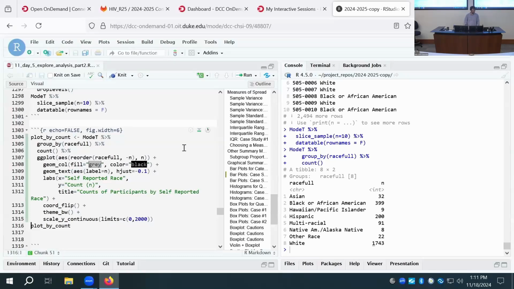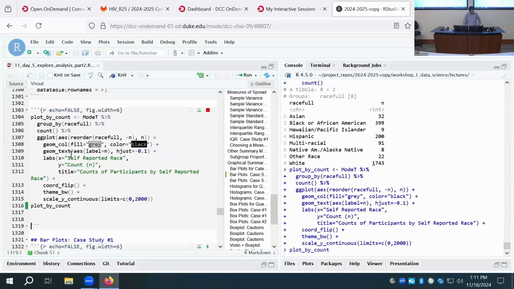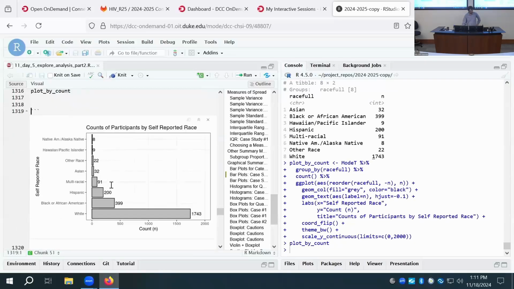So geom_col is the bar plot. When we do that, we get this bar plot, where you can see it's ordered from the least self-reported to the most reported race and ethnicity within this group.